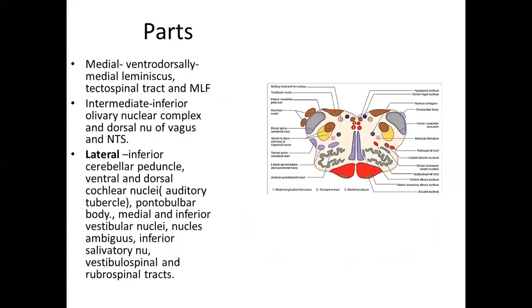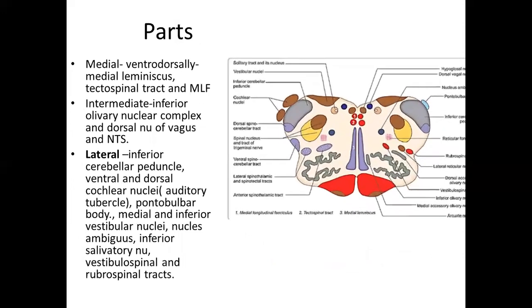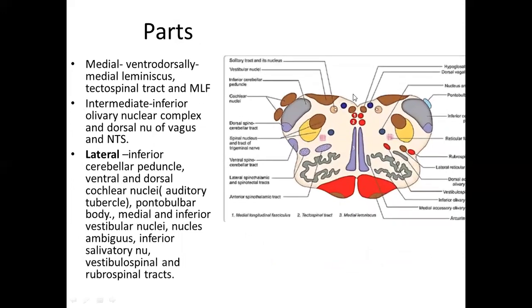So we have divided it into three parts for our convenience. We have divided it into the medial part, which is lying beneath the pyramids, the intermediate part, which is lying beneath the olives, and the lateralmost part, which is lying beneath the inferior cerebellar peduncle. So the medial part consists, ventrodorsally, of the medial lemniscus, the tectospinal tract, and the medial longitudinal fasciculus, along with the pyramids capped by the arcuate nucleus. Arcuate nuclei are also the displaced pontine nuclei, giving rise to the circumolivary fibers.